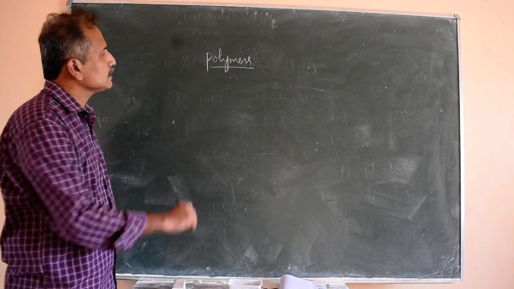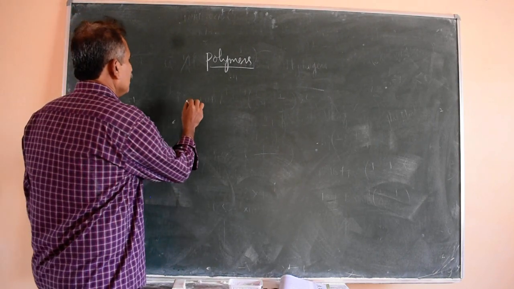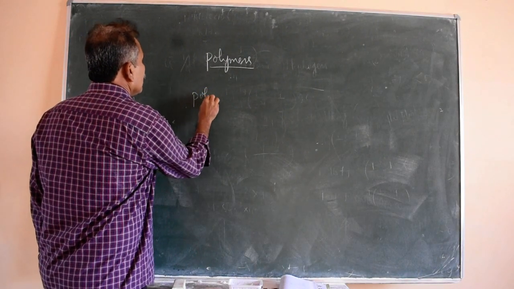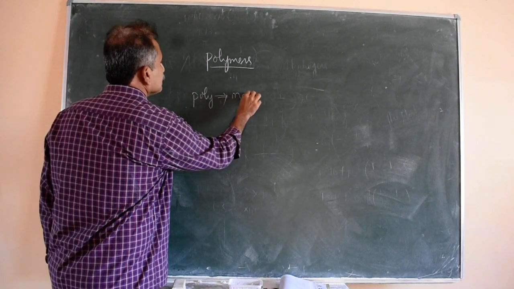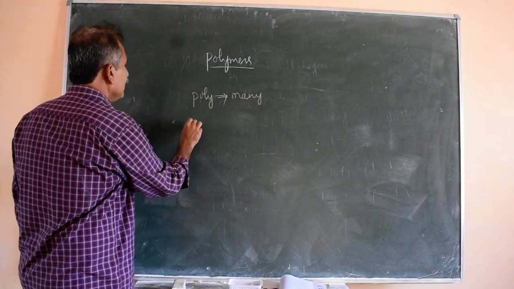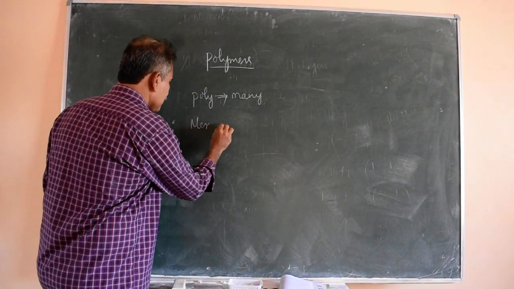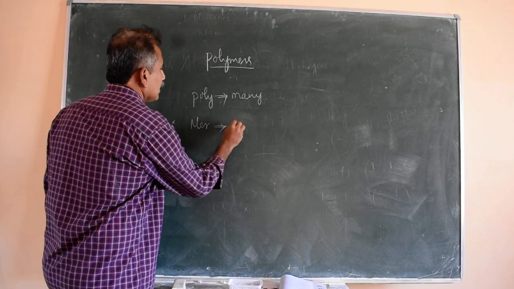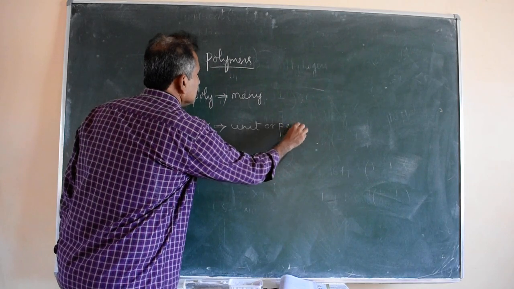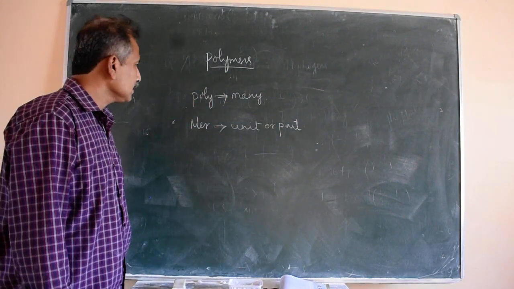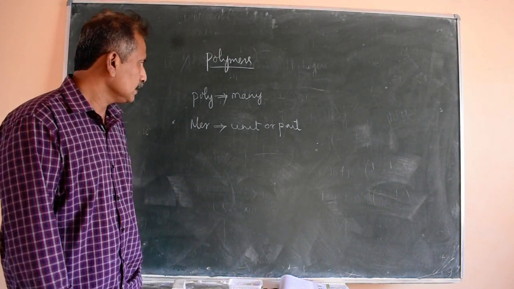Now, polymer, this name is coined from two Greek words. Poly, which means many, and mer, not company, okay? Mer means unit or part. Therefore, polymer is nothing but something that has many units, or that is made up of many units.